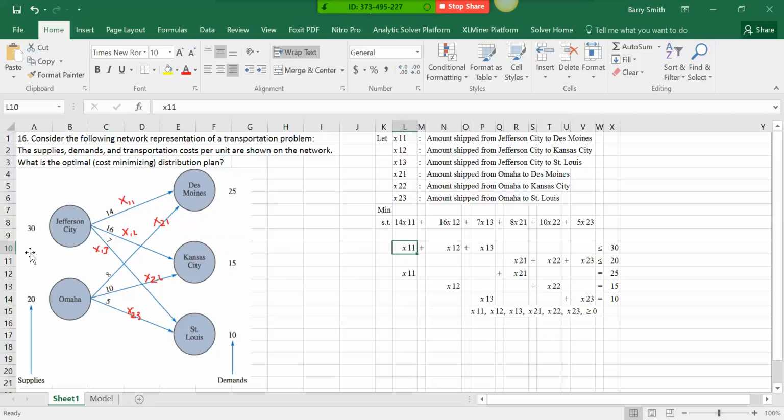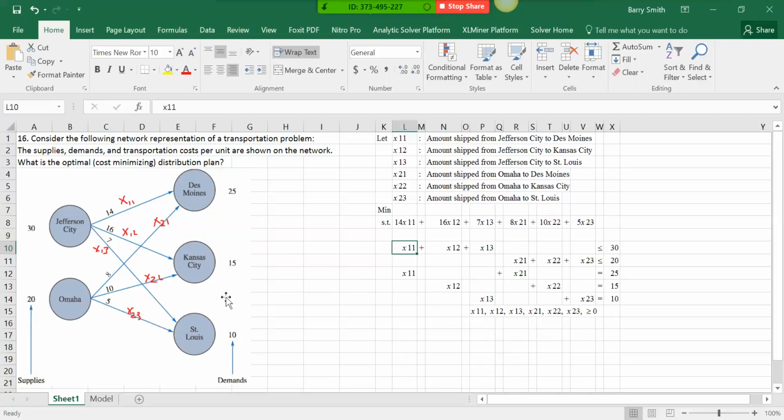Now, when we get to Des Moines, we can either get there from 1,1 or 2,1. And if we take X11 plus X21, that has to equal 25. And then similarly, X12 plus X22 has to total 15, so that equals 15. And then X13 and X23 have to total 10. And all of these values have to be greater than or equal to 0.